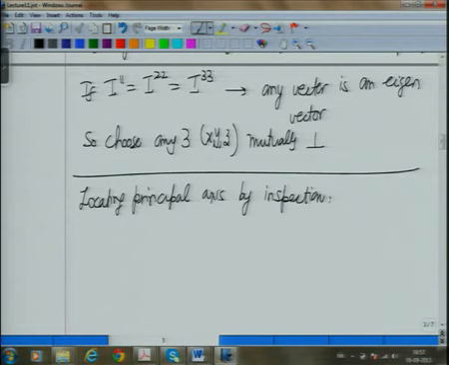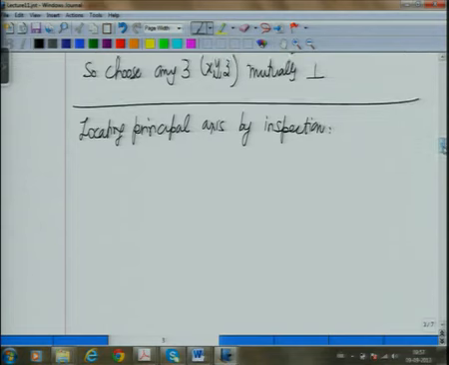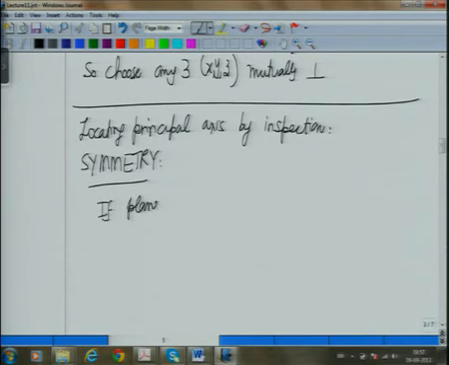Locating principal axes by inspection, and this we will use. Firstly, we will use the argument of symmetry, and maybe the arguments used earlier in the class, to determine something more. Now, what symmetry tells me is, suppose we have a plane of symmetry in the body.